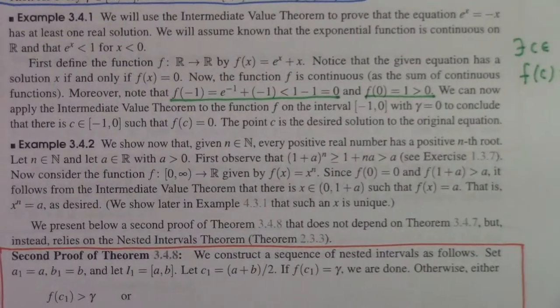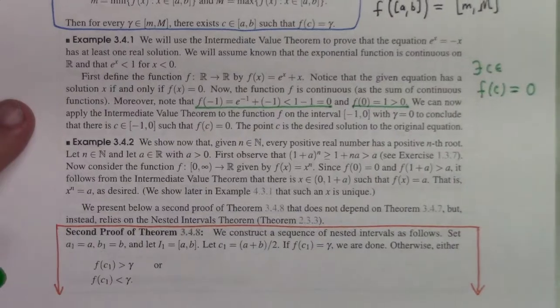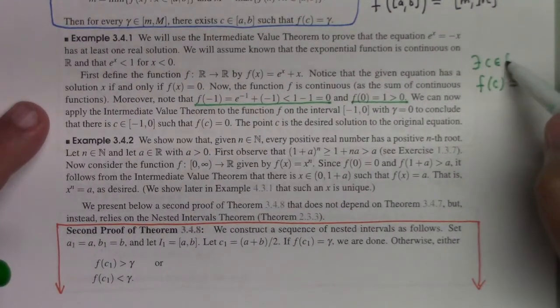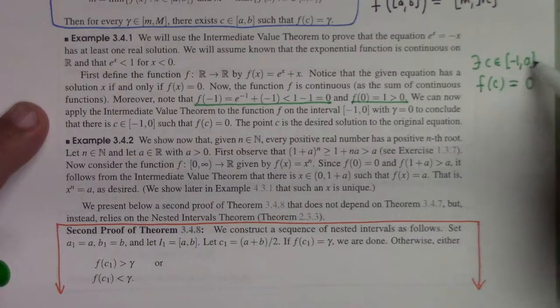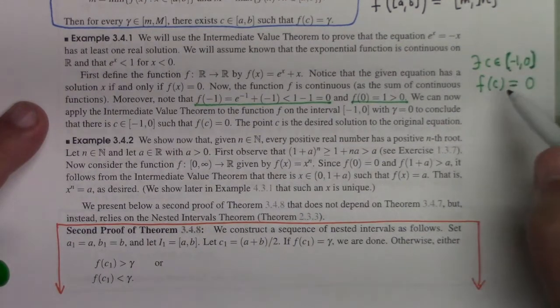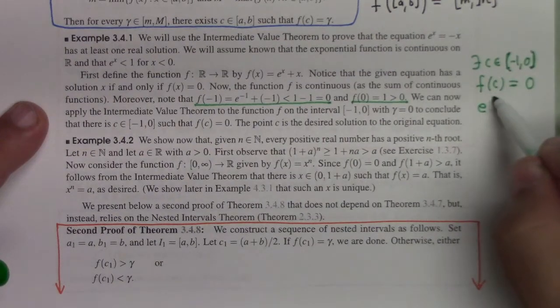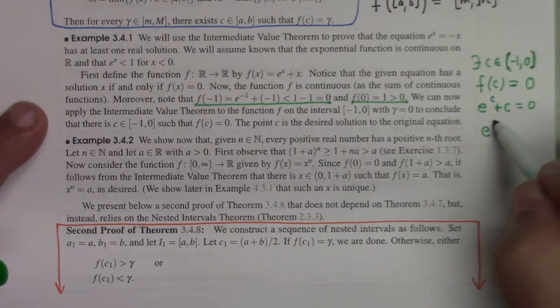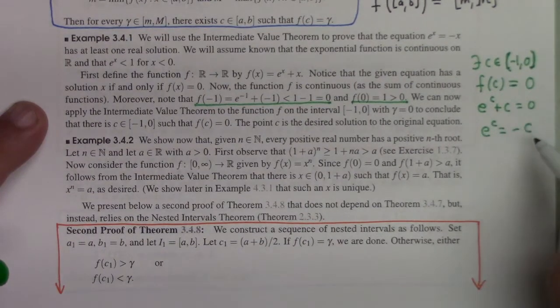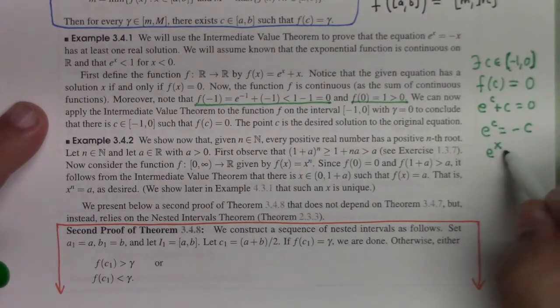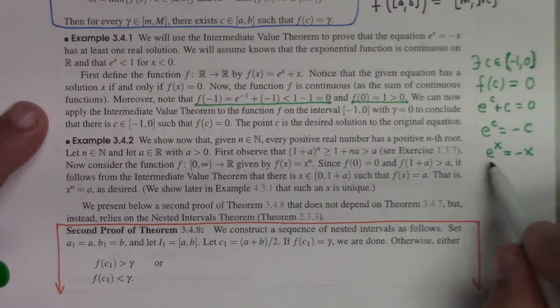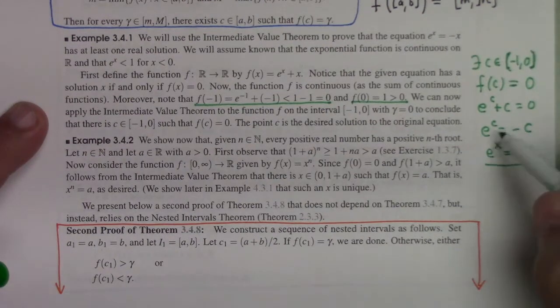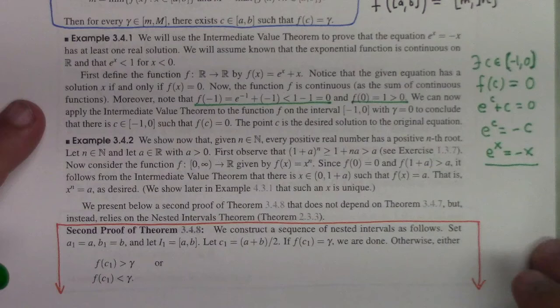in, oops, I zoomed in too much. My bad. There exists a c in minus 1 to 0, and I should say, open interval from minus 1 to 0, such that f of c is equal to 0, but that means that e to the c plus c equals 0. In other words, e to the c is equal to minus c, right? In other words, that's a solution to the equation e to the x equals minus x. E to the x equals minus x has solution c in this thinking.